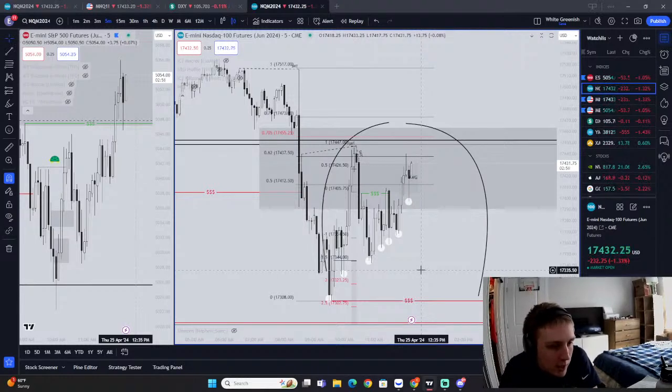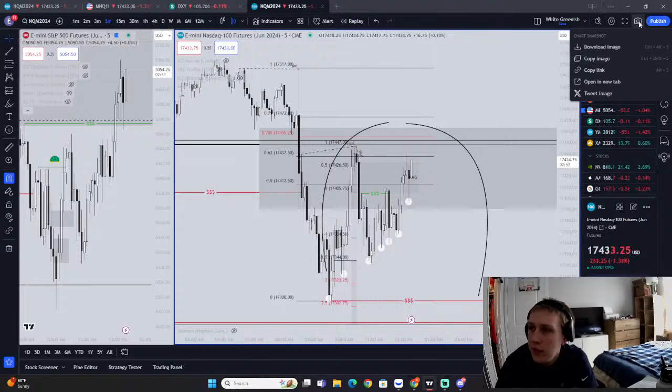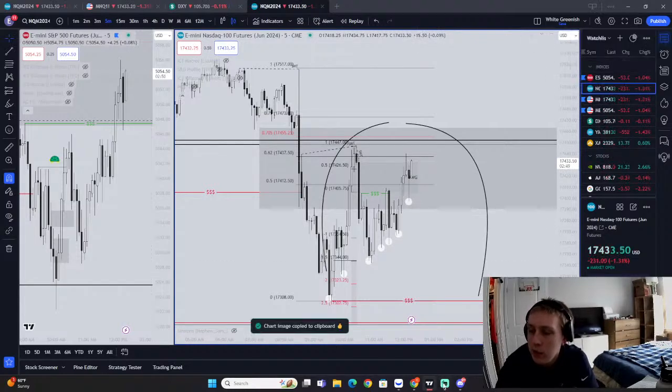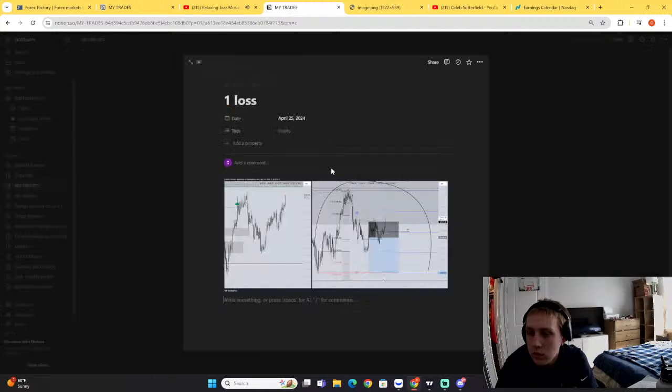How do I copy and paste photos on Notion? What I do is anytime I have a chart, I just do copy image here, and then I go into Notion and I just Control V. That's what I do.